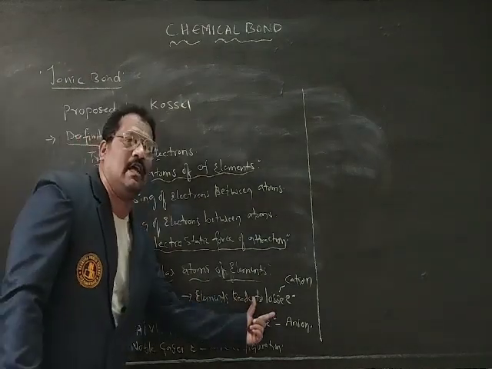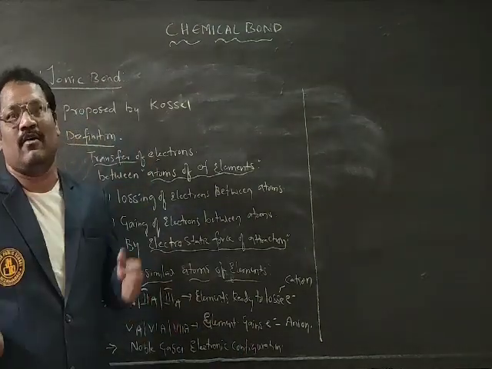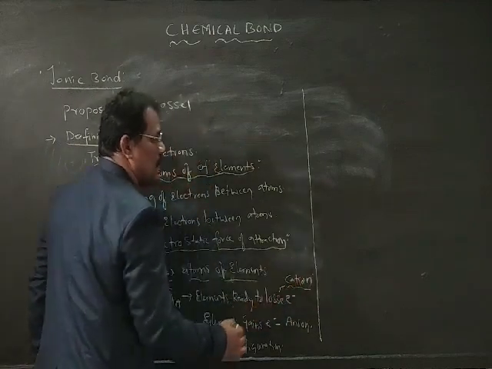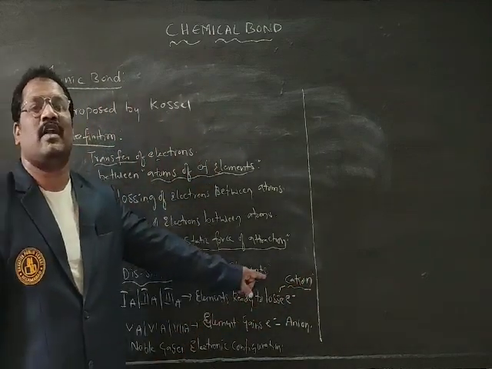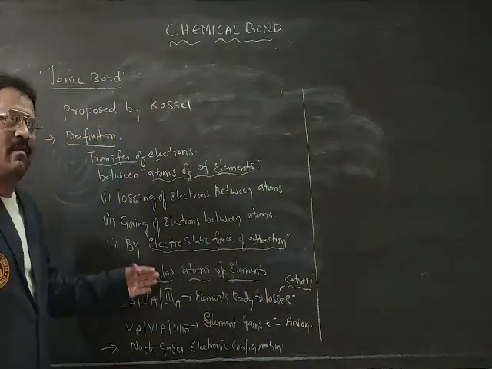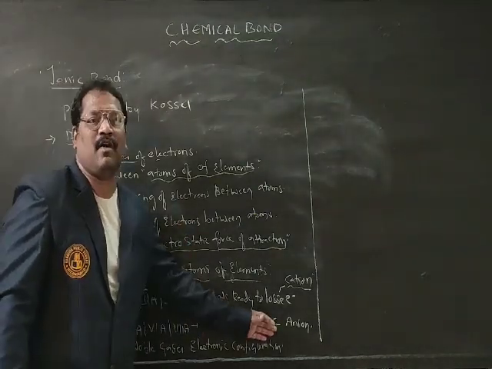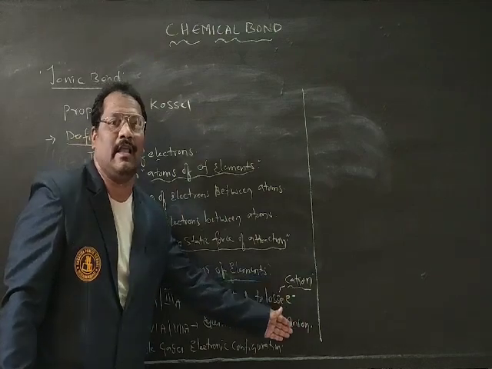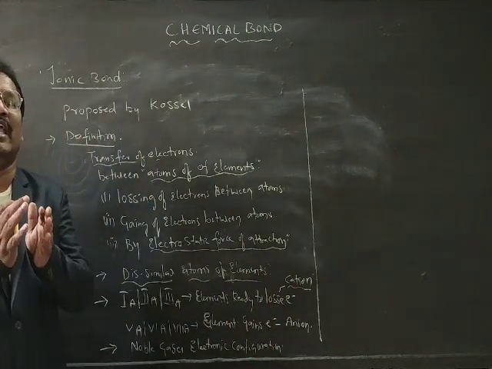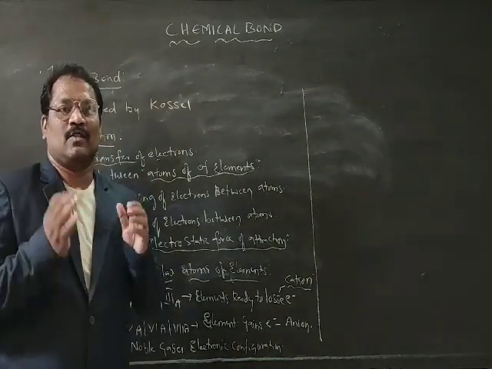So, as the elements lose electrons and gain electrons, they form ions. When an atom of an element loses an electron, it forms an ion called a cation. When an atom of an element gains an electron, it forms an ion called an anion. Why do they form cations as well as anions? To attain noble gas electronic configuration.